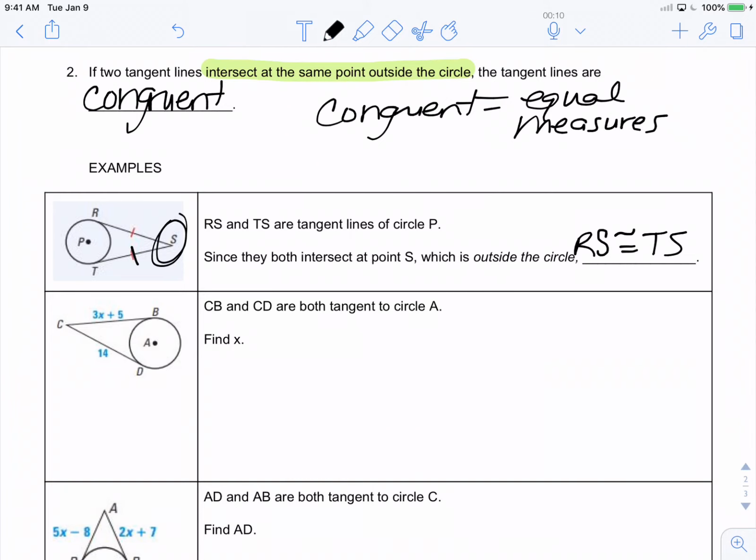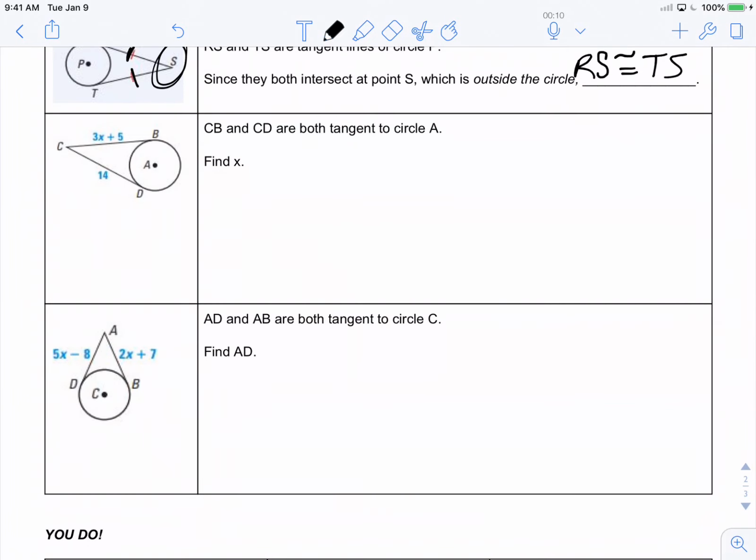See the little tick marks? That means they're congruent. So CB, let's look at an example. CB and CD are both tangents. They intersect at C outside the circle, so I know that CB is going to be congruent to CD. And we want to find X.